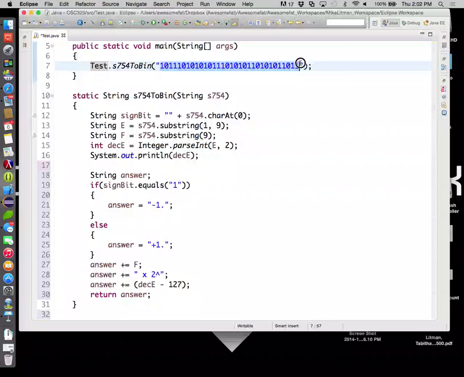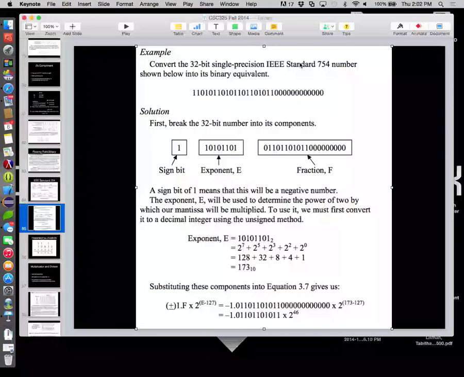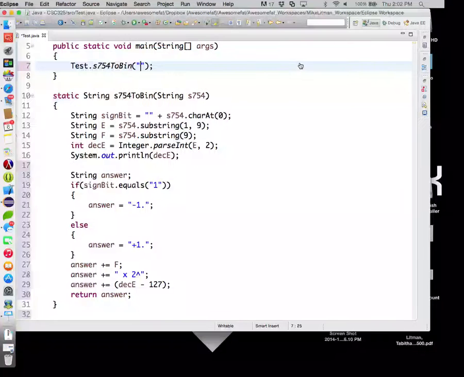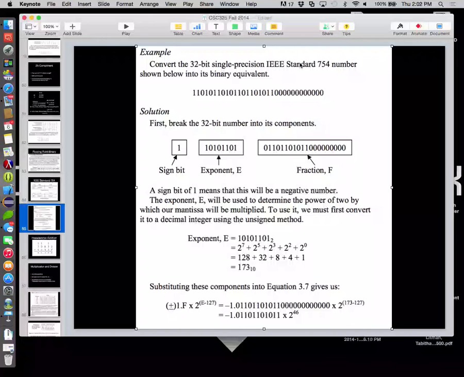And for this one, I do want to test it for our original value, just so we can know whether we got it right. So 110101. One zero one zero one one.